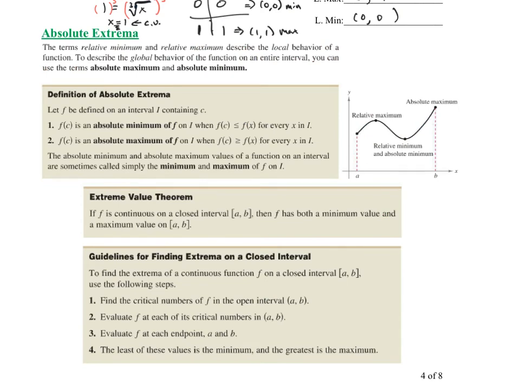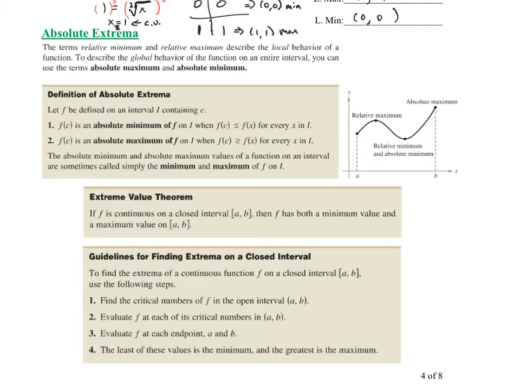So what we just did was intervals of increasing, decreasing, and what was called local or relative extrema. Relative extrema mean you have a highest or lowest point in some interval. This is different from absolute extrema. Absolute extrema means it is the absolute highest point.